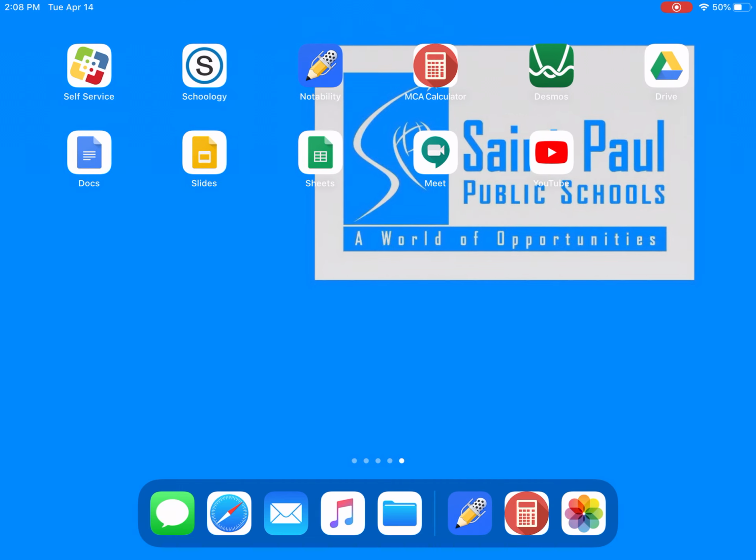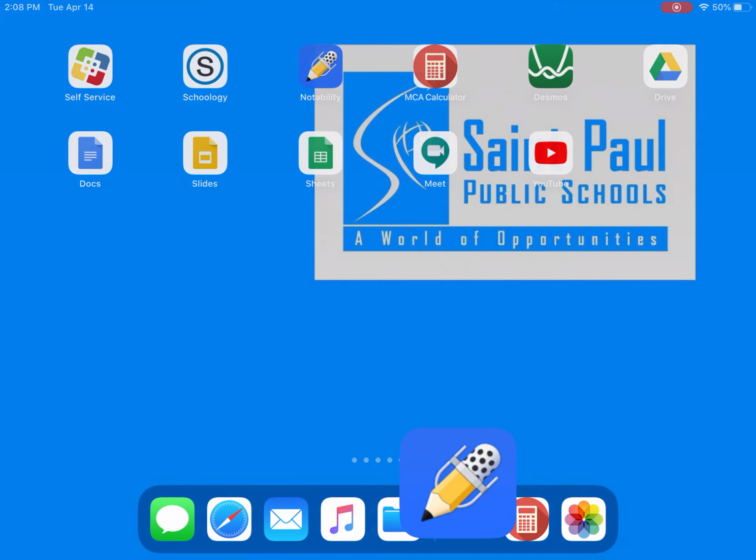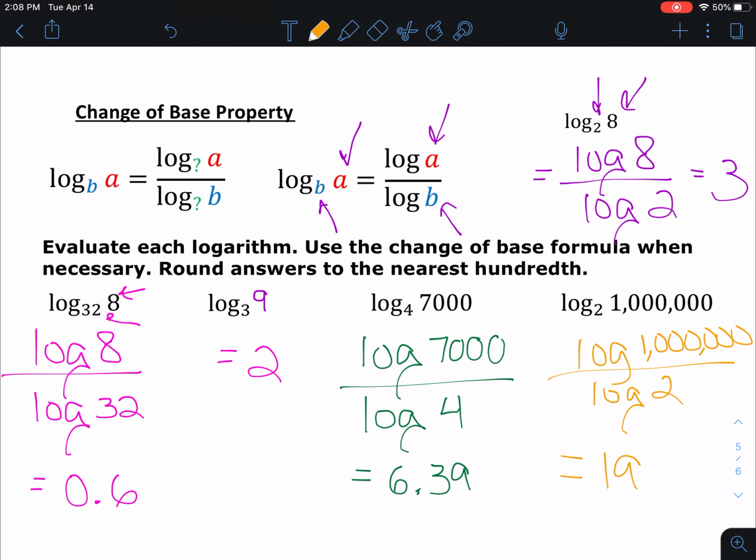Let's try it out. Log 1 million, 6 zeros there, divided by log 2. We're going to round this to the nearest hundredth, so 19.93. So again, that means 2 to the 19.93 power would give me a million. So that's using the change of base property to help us evaluate. Okay, that's it. See you later.